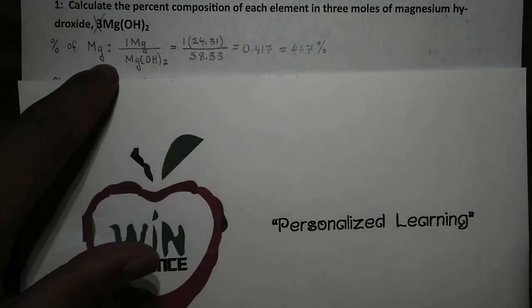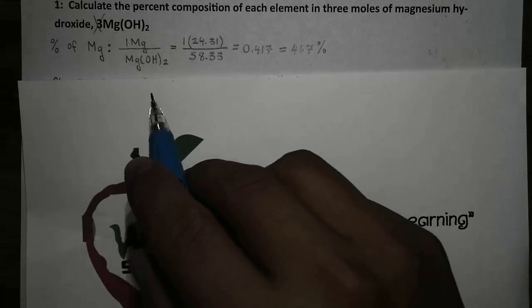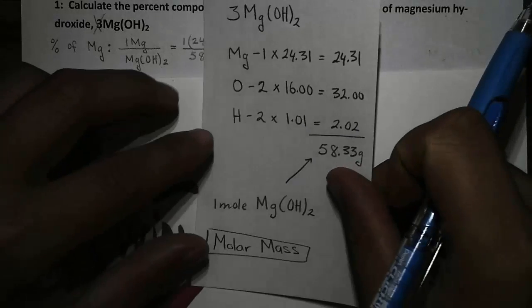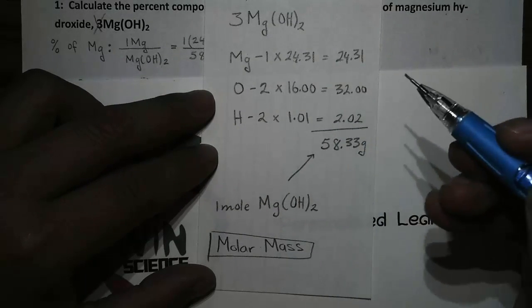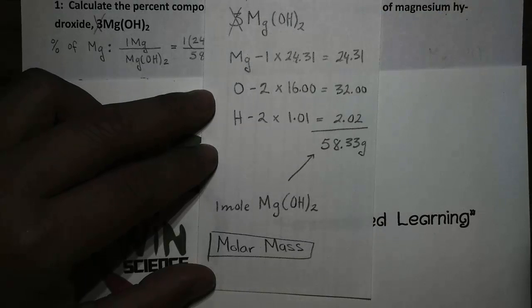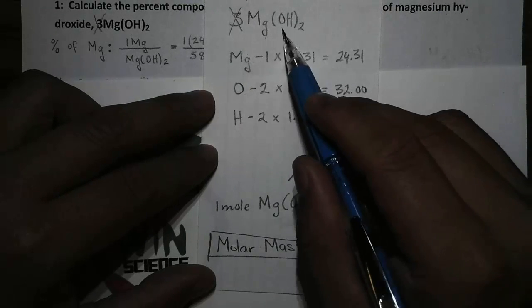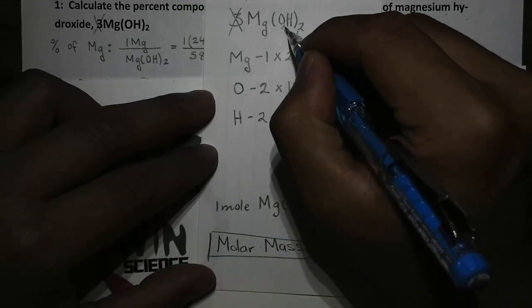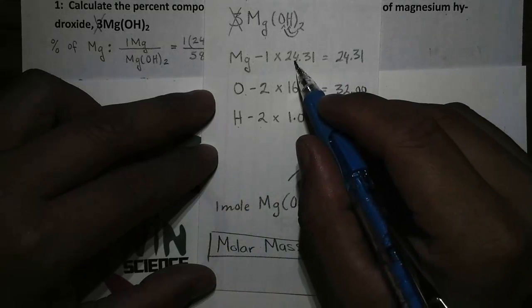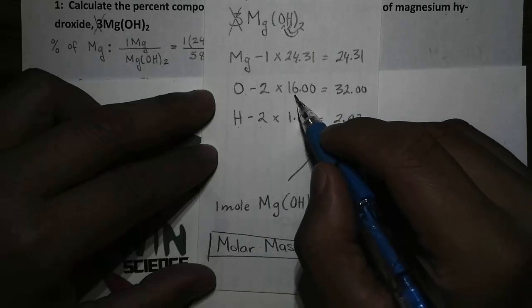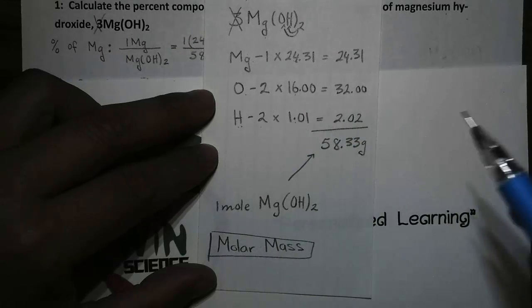But how do we figure out the mass of magnesium hydroxide? Of course, we have to calculate the molar mass for magnesium hydroxide. And here again, I have 3 moles of magnesium hydroxide, but we don't really care about the 3. We're only looking for one compound. Magnesium, we have 1. Oxygen, we have 2, because this is distributed inside the parentheses. And hydrogen, we have 2. And here I have the molar mass for magnesium, the molar mass for oxygen, and the molar mass for hydrogen on the periodic table.